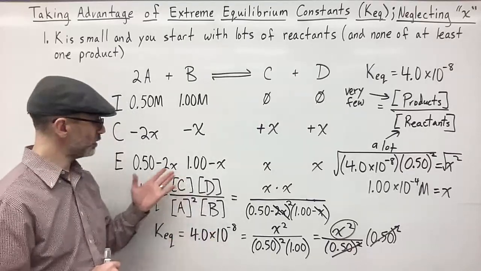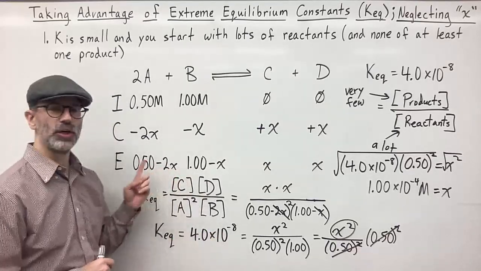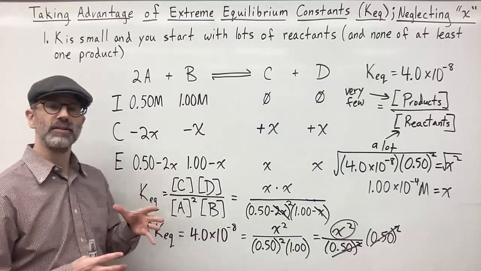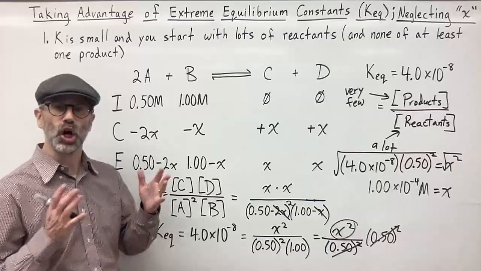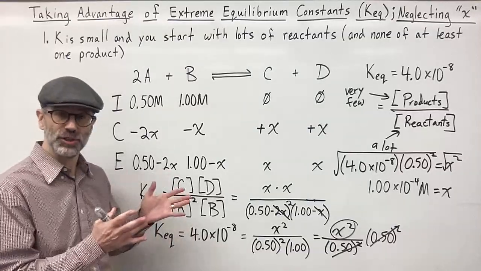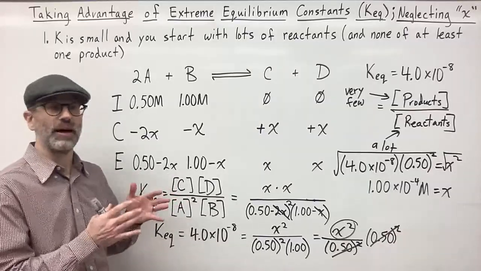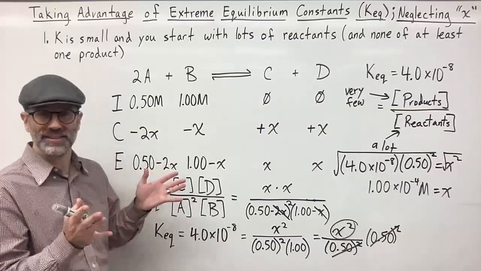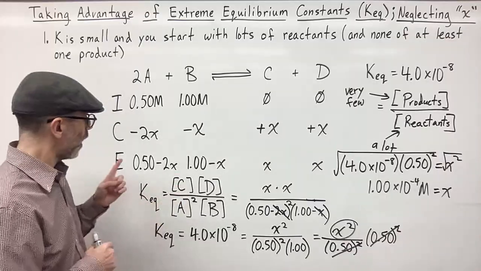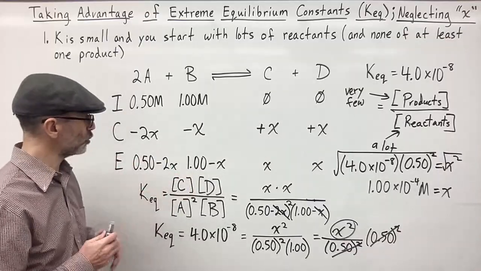So we have to first ask ourselves, which one do I use to do the 5% rule? Well, you want to take the one that's going to give you the largest amount of error, because if that one passes the test, then the other one is going to pass the test as well. So which of these is going to give you a larger error?